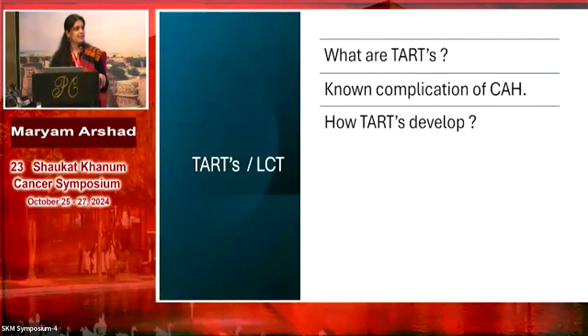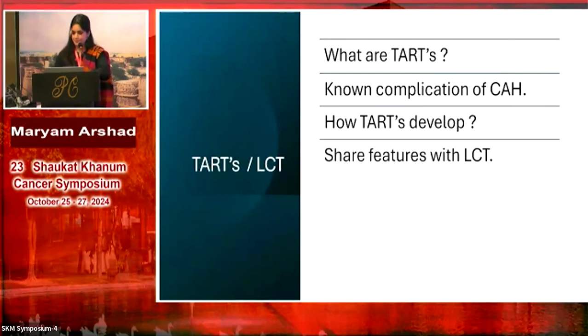How do TARTs actually develop? During the developmental phase, adrenals and testes are in close proximity to each other. So a few of the adrenal cells lie within the testes, and they can grow under the influence of excessive ACTH that is produced in patients with CAH. They share close morphological and histopathological features with Leydig cell or germ cell tumors. So it becomes a diagnostic challenge for the treating physician, that is usually the urologist.